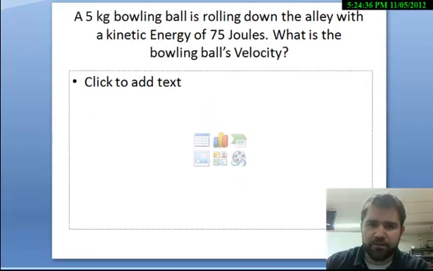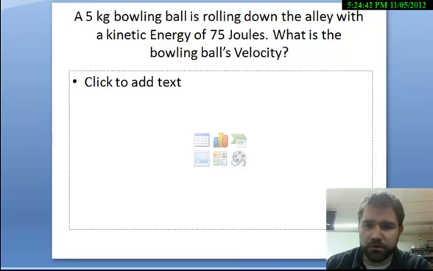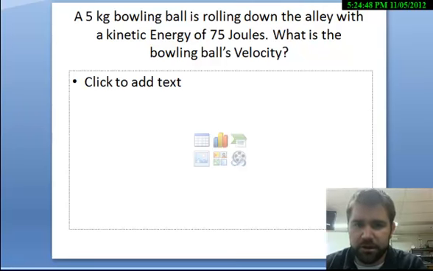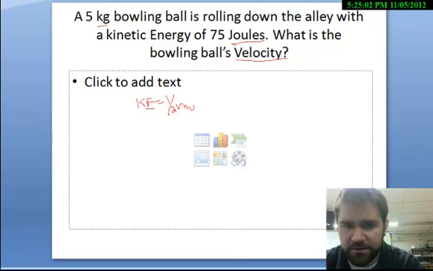Alright, second type of problem. Now they give us a kinetic energy and a mass but no speed. A 5-kilogram bowling ball is rolling down the alley with a kinetic energy of 75 joules. What is the bowling ball's velocity? So again, what do they give us? Mass and energy, and what they're asking for is the velocity. So kinetic energy equals 1/2 mass times velocity squared.